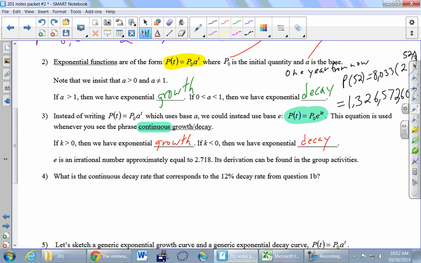And we'll go back to Kyle. E is? E is an irrational number approximately equal to 2.718. Its derivation can be found in the notes. Okay, so let's go to Cameron for 4.